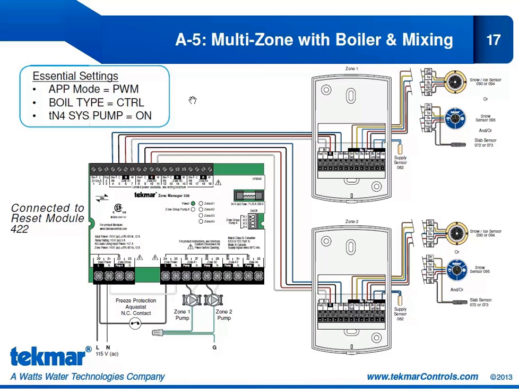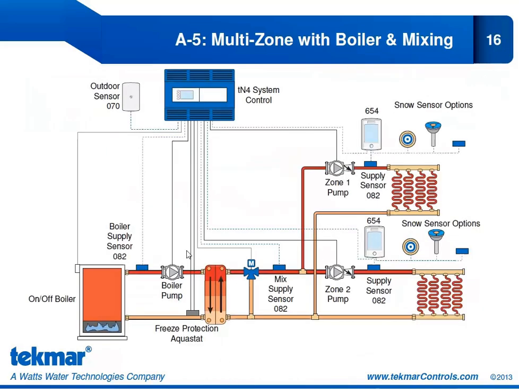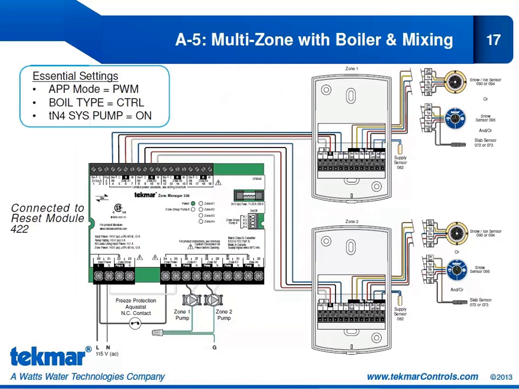Now, the control, the reset module 422, will be operating the boiler, so that's why we say boiler type is control. And this time the TN4 system pump should be on, and I'll just revisit the electric or the mechanical diagram so we can see why. Here's our TN4 system pump. We of course need that to operate to get heat to our snowmelt system. So this must be on for the snowmelt. That's why we set the TN4 system pump to on this time.